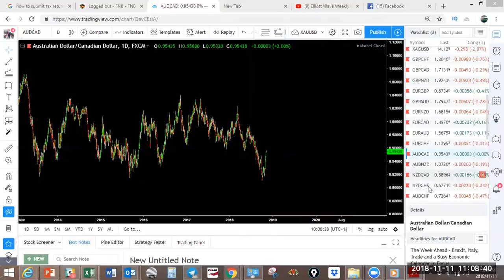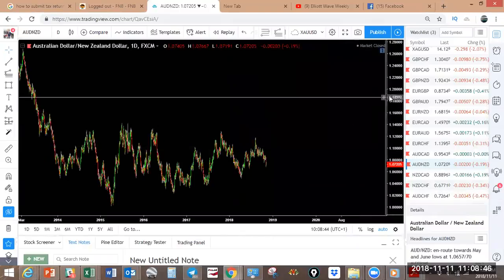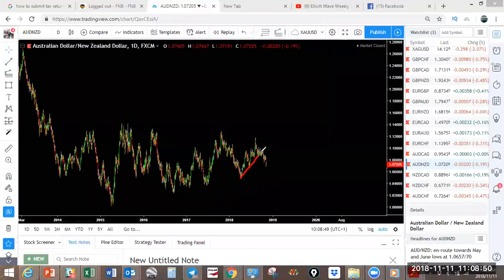AUD CAD, New Zealand CAD. Looking at AUD New Zealand, let's look at AUD New Zealand on the daily. I'm showing the daily charts now because it's simple to go down to the lower time frame when we've got the daily view. So now we're coming down with this move here. We want this one to come and retest this level here to give us this structure, to give us this three-wave move.